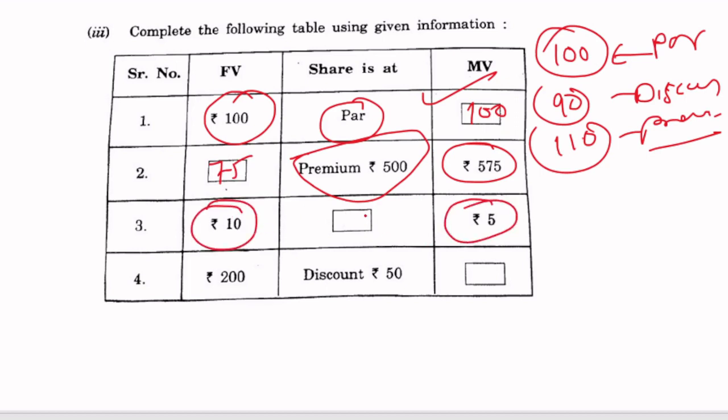5. So in between what? The value is reducing, right? From 10 it got reduced to 5. It means what? Discount of 5 rupees. From 10 rupees it goes to 5 rupees.